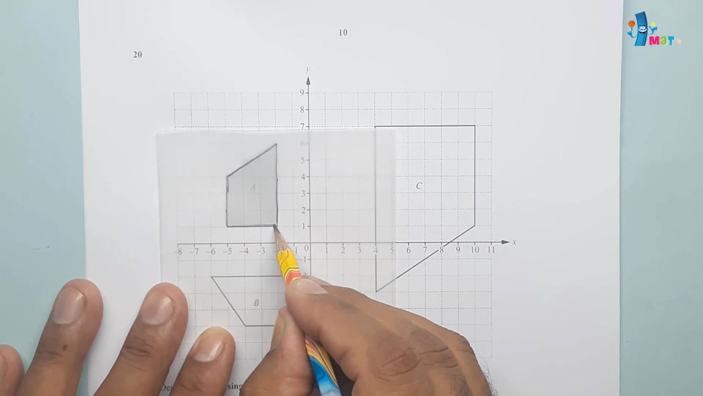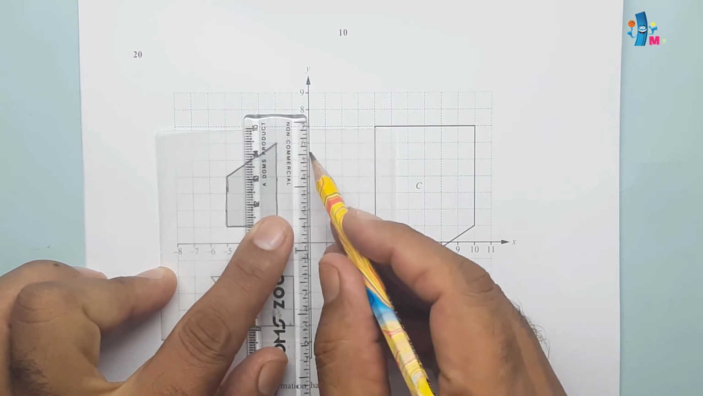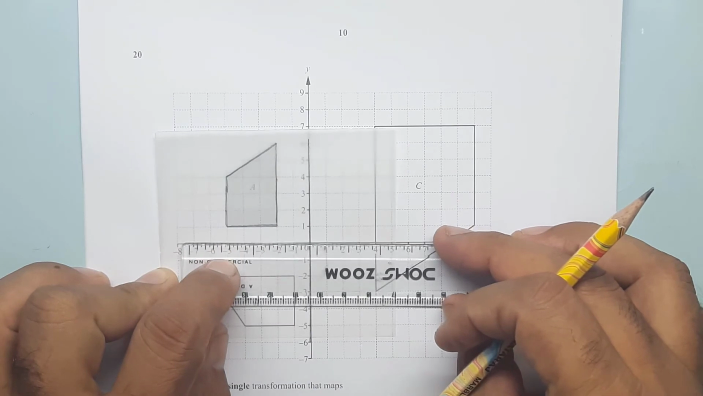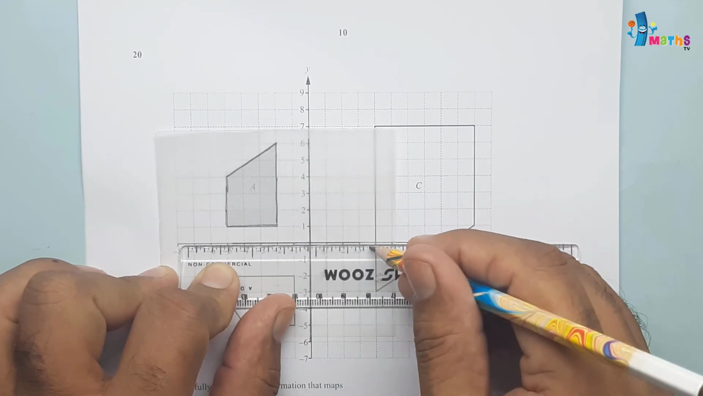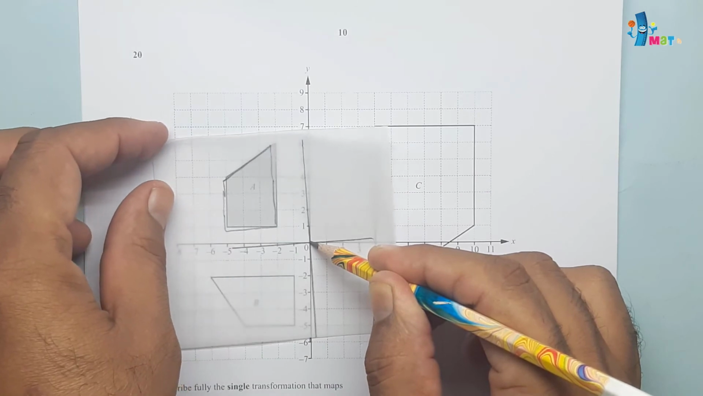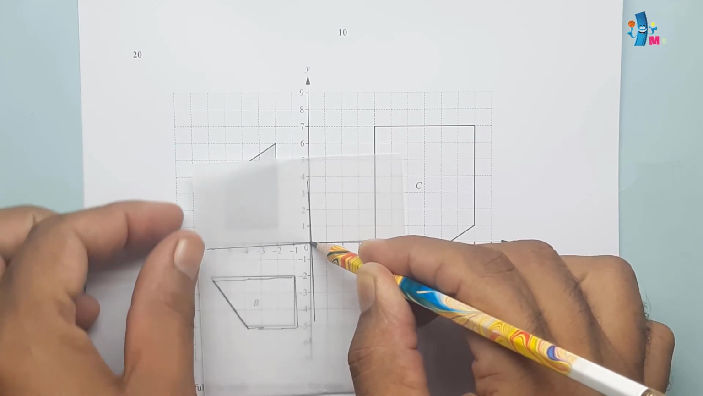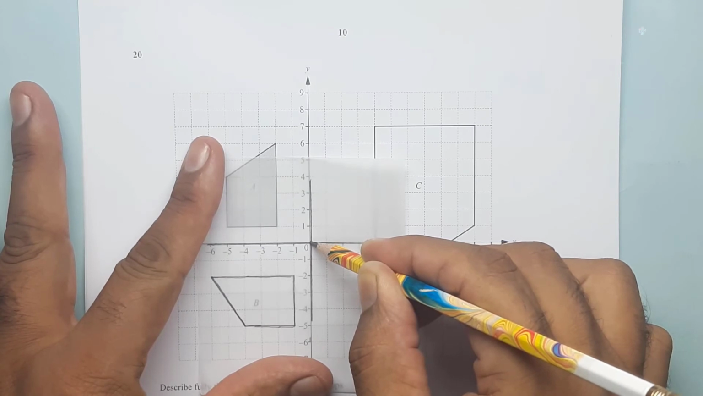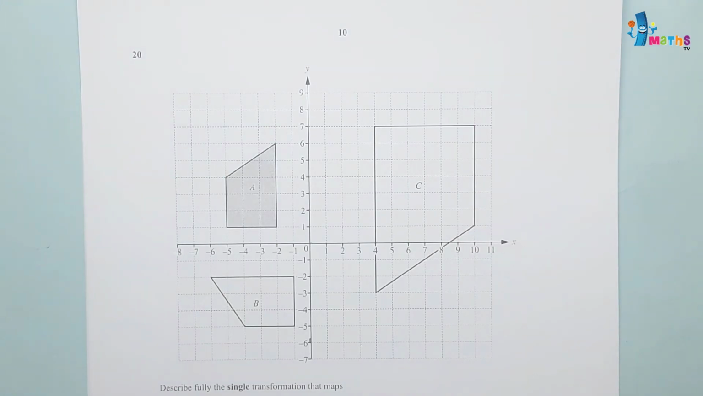After tracing this A, we can draw the coordinate axis as well. This is the coordinate axis which we have drawn like this. After this, if you put the pencil over here and rotate and see, this will be fitting over here. So this is anti-clockwise 90 degrees, anti-clockwise 90 degrees and about the origin. So we'll write here rotation.